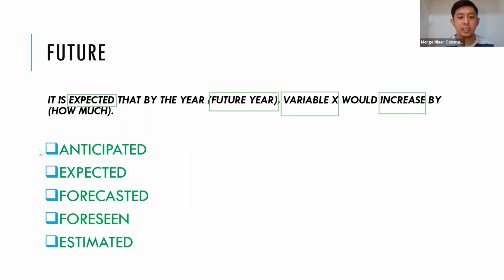You can use the words anticipated, expected, forecasted, foreseen, or estimated. It is expected that by the year 2030, more people would purchase t-shirts by around 10% more than at the beginning of the study. So that's it. Okay, so you can use the following terms for future use. Now let us wrap things up.